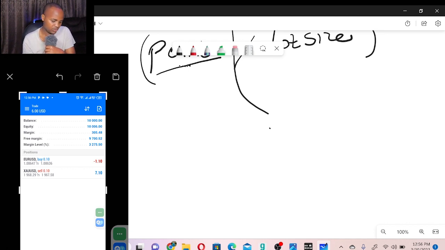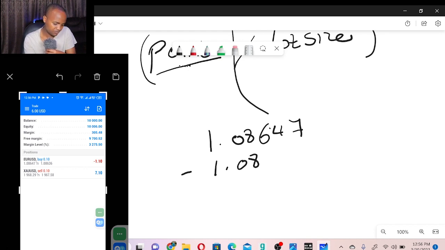So we have EUR/USD. Let's start with EUR/USD. I bought at a price of 1.08647, and then the price has moved to 1.08636, okay.